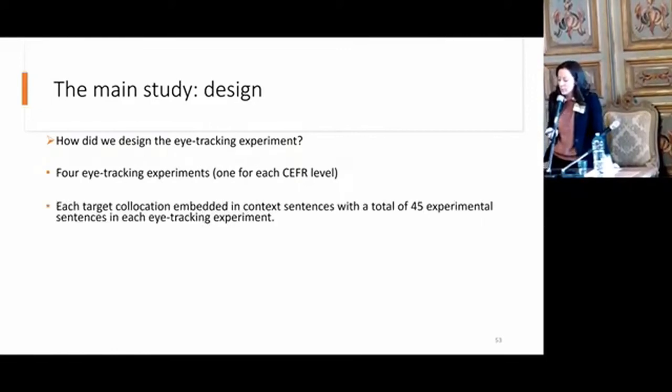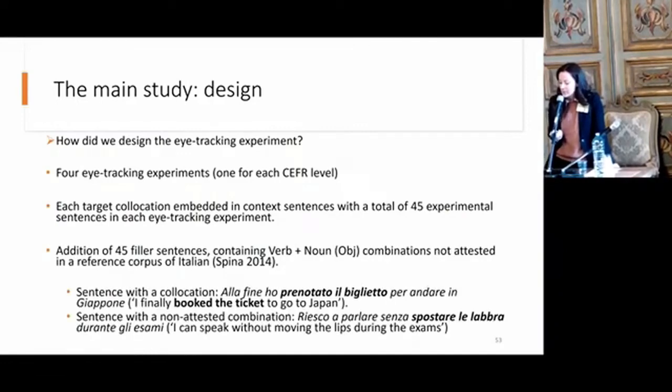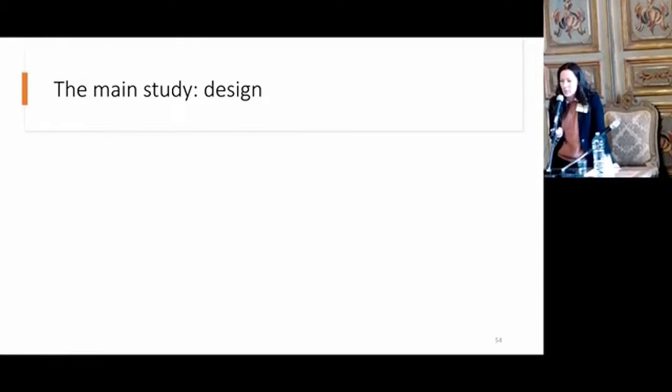So we placed each target collocation within context sentences, and then we added some filler sentences, 45. So the sentence with a collocation would be something like, alla fine ho prenotato il biglietto per andare in Giappone. I finally booked the ticket to go to Japan. And a sentence with a non-attested combination, so a filler sentence, would be riesco a parlare senza spostare le labbra durante gli esami. I can speak without moving the lips during the exams. It's a possible collocation, but it was not attested in our reference corpus.